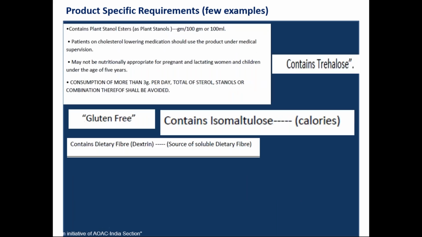So all these are product specific, gluten free. If you are selling stanols, you have to write the whole thing. If you add trehalose, which is permitted, you have to write contains trehalose, contains isomaltulose. If you are adding dextrin, you can write contains dietary fiber. Why have I put it as it is from the regulation? Because the size and the wording have to be exactly how it is given. If it is in caps, it is in all caps. If it is in lower case, it must be in lower case.